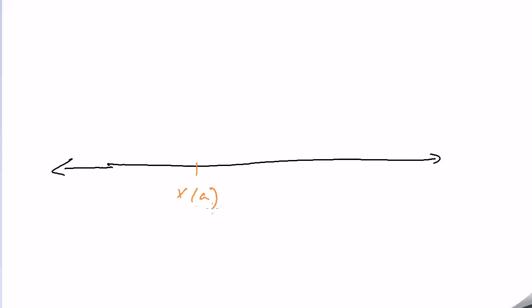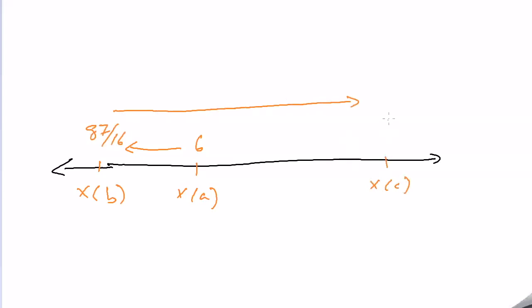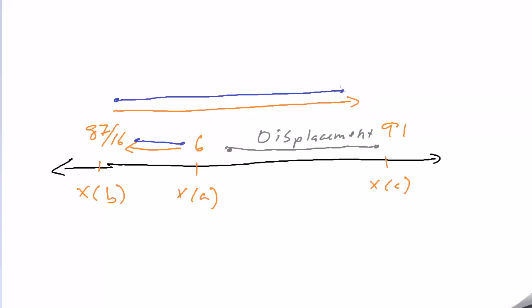So now we're going to use a model to figure out what this looks like. We know it starts at x of a, or 6, and it travels to x of b, or 87 over 16, and then it travels to 91, or x of c. That's what it will look like. The displacement will be the straight line distance between 6 and 91, and the total distance traveled will be the entire distance that particle traveled.